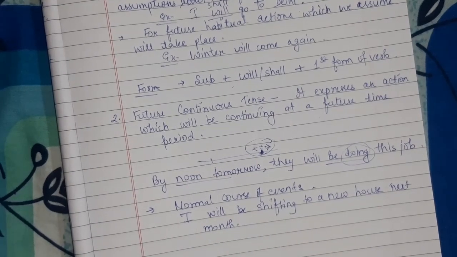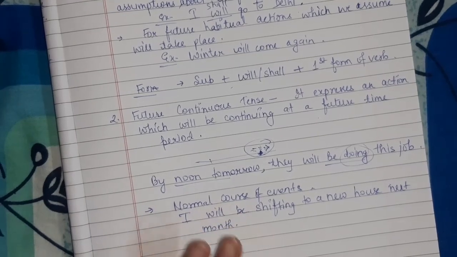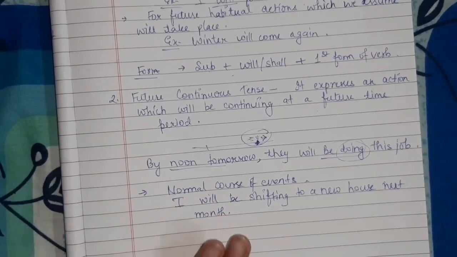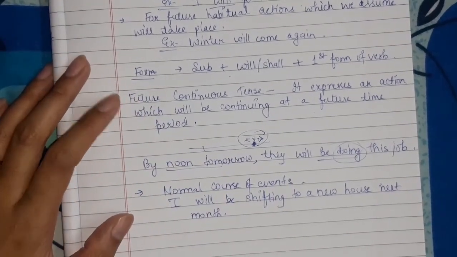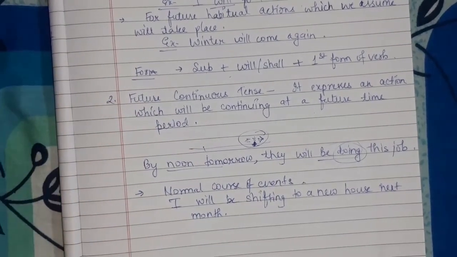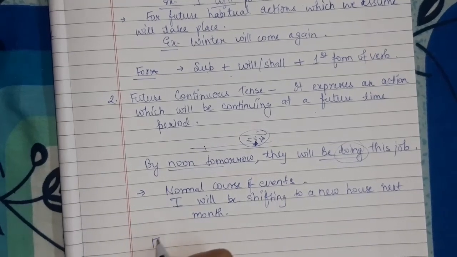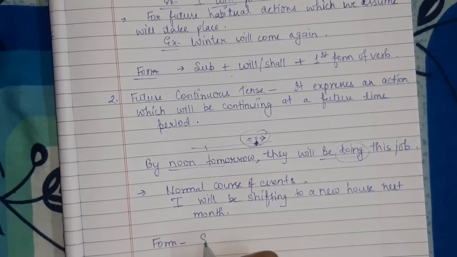So this is a normal course of action which will happen, meaning you're planning for the future, and you can include it in the future continuous tense. So basically, these two things come under future continuous tense. Okay, so let's see the form, that is, the formula, how to write it.